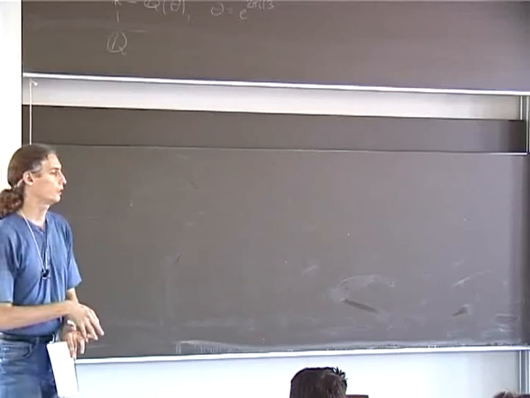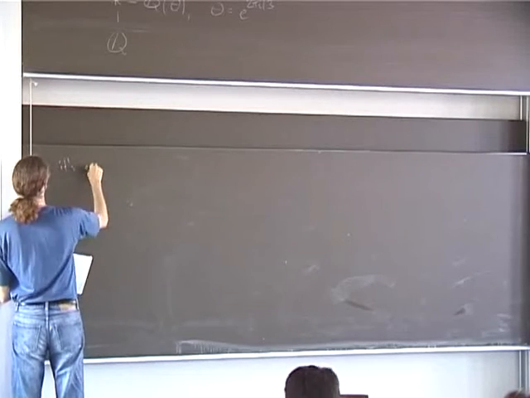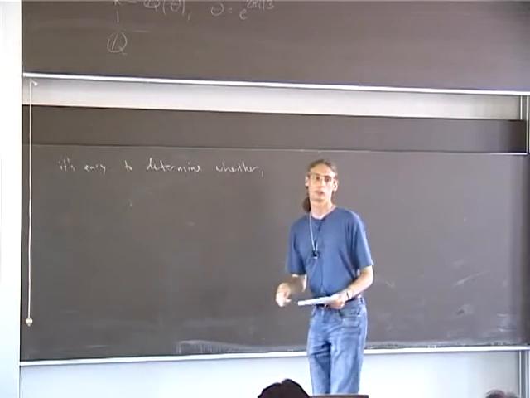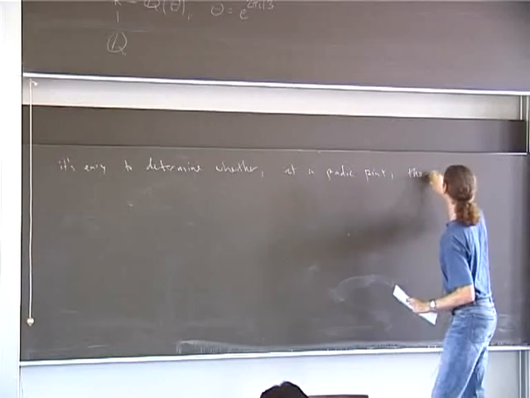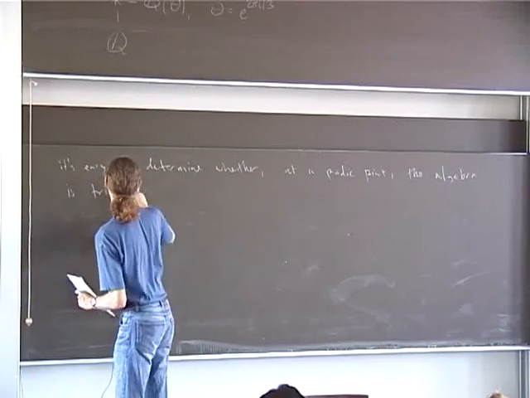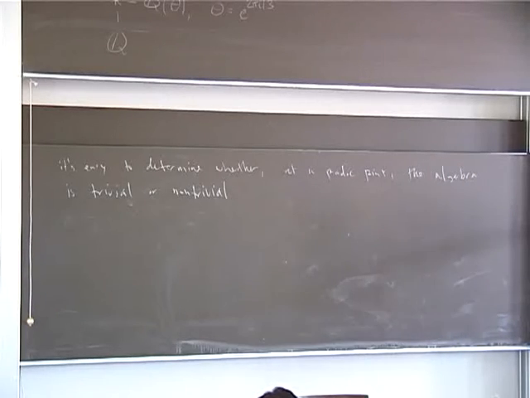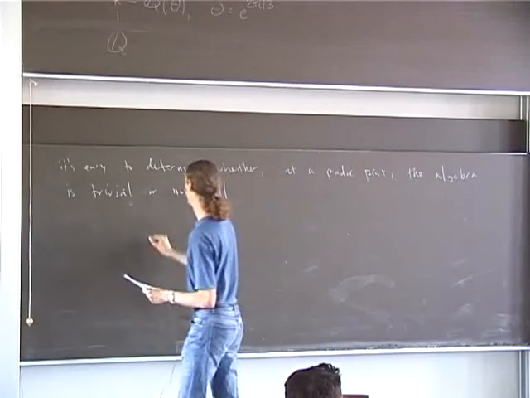Okay, so we want to proceed as much as possible like we did yesterday. So it's easy to determine whether at a periodic point the algebra is trivial or non-trivial. That's essentially just using, it's a cyclic group, so we have a very efficient resolution to compute group cohomology for a cyclic group. And essentially it just amounts to determining whether an element of some p-adic field is a norm or not. So we have some local invariant.